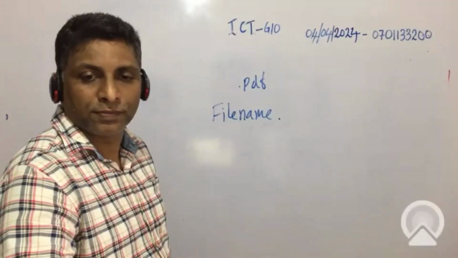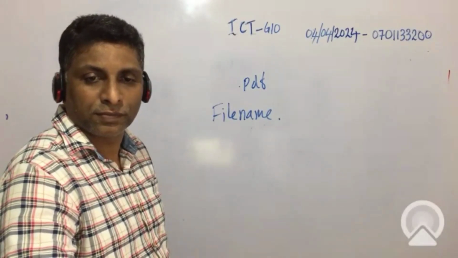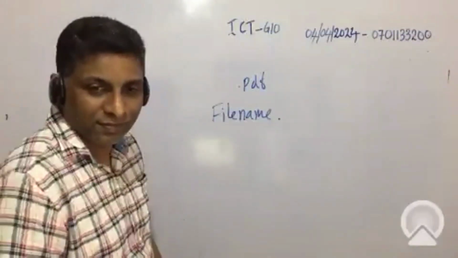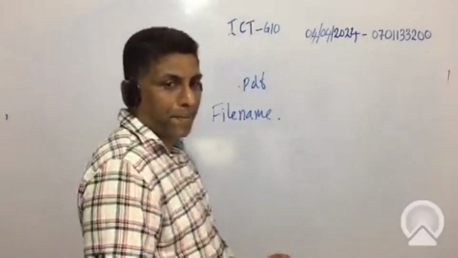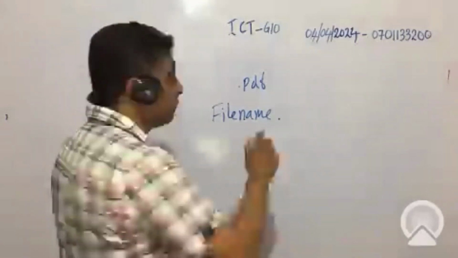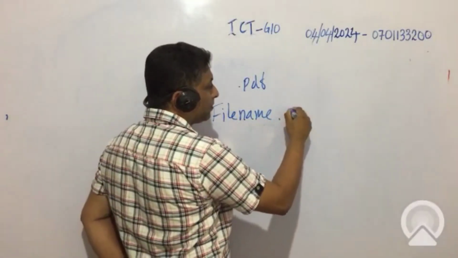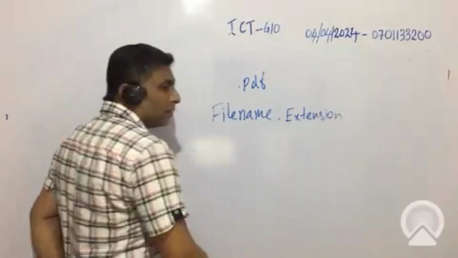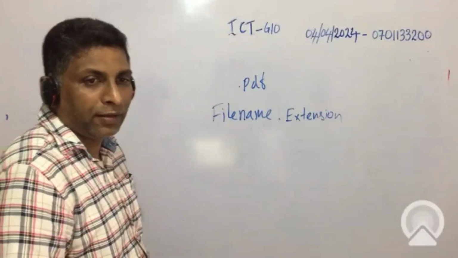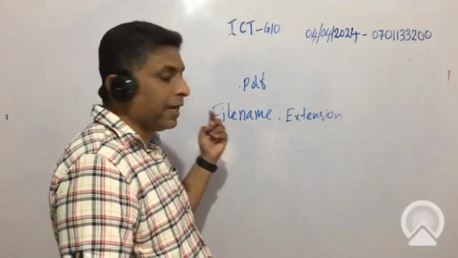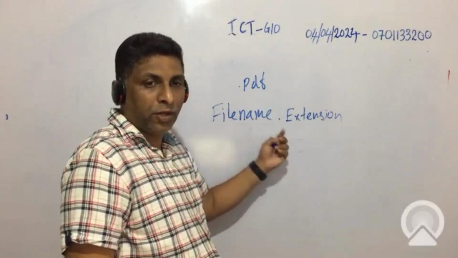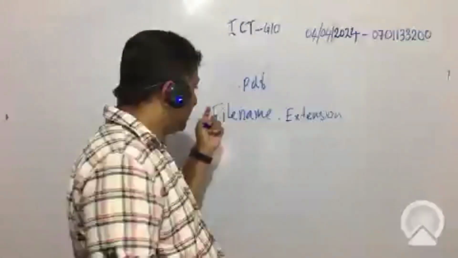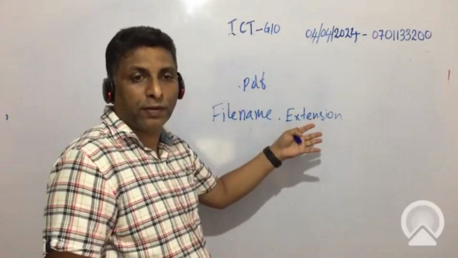File type. Yes. So there's a special name for that. File name dot extension. If you take any file, there's a file name, a dot, and the extension. That's the type of a file, right? Only then can you identify what type of file it is.